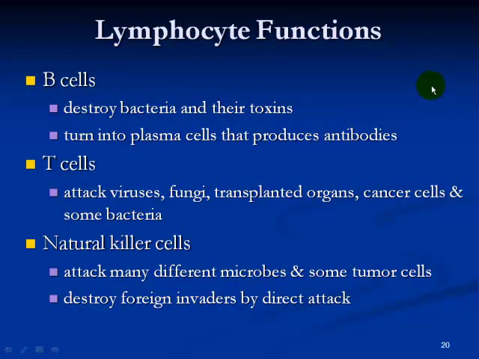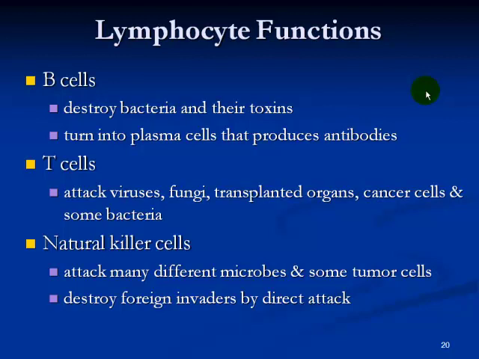Okay, lymphocyte functions. We've got B cells, which destroy bacteria and their toxins. They turn into plasma cells, which produce antibodies. T cells attack viruses directly. They attack fungi. They attack transplanted organs. They attack cancer cells and some bacteria. And these are the ones that sometimes attack your own cells, such as the ones we saw in the pancreas that cause type 1 diabetes.